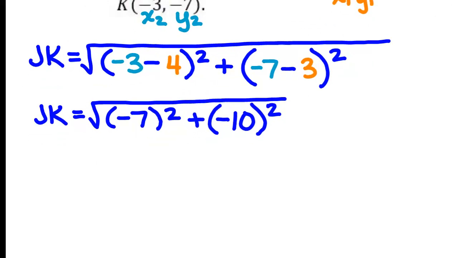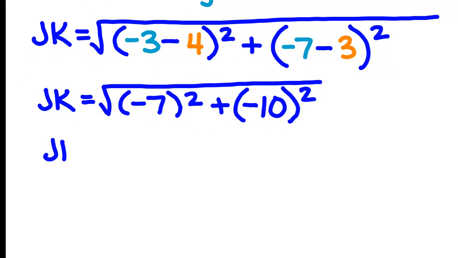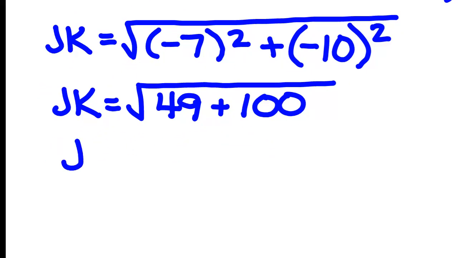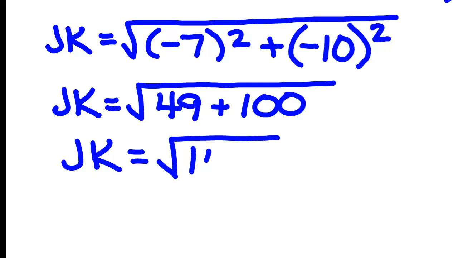All right, what do you get when you do negative 7 squared? 49. What about negative 10 squared? 100, yes. So then we add those 2 together, 49 plus 100, and that means underneath my radical, I have 149.